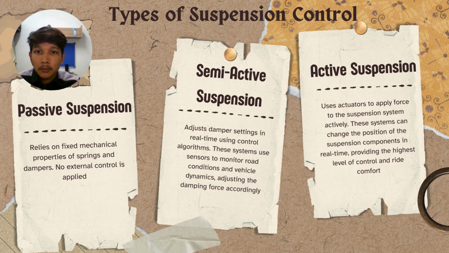Okay, the types of suspension control. First one, passive suspension, relies on fixed mechanical properties of springs and dampers. No external control is applied.